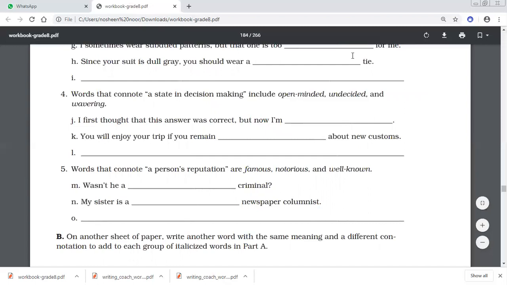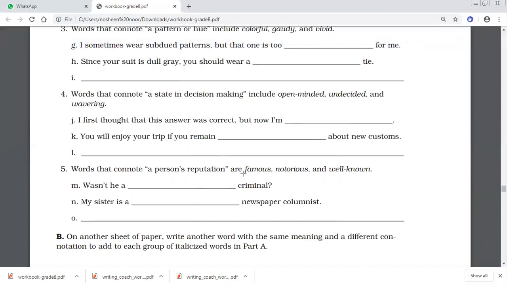Famous is if a person... let me underline them first. Okay, so famous is a person who is known by most of the people around, a lot of people know him. Maybe he's known worldwide, so he's famous.